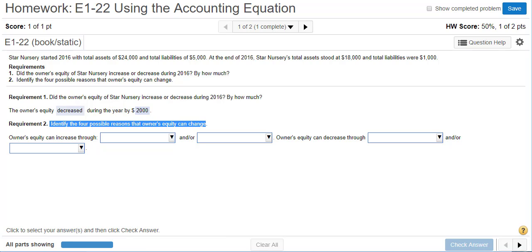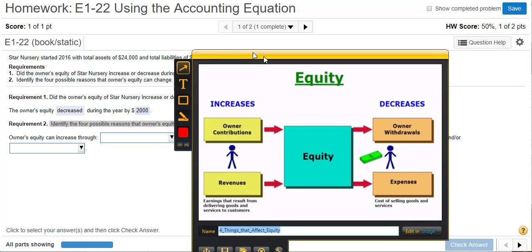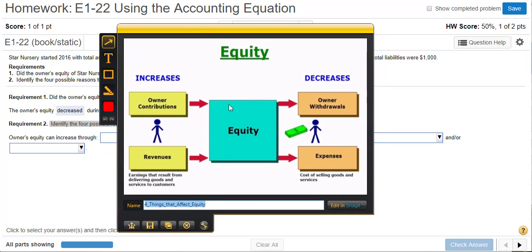Now this is critical too that you understand this. What are the 4 things that make equity go up or go down? Do you remember from our PowerPoint slide from a previous video? So here's equity. There are 2 things that make equity go up. Owner contributions, that's when the owner contributes money to the business, usually just by putting cash in the checking account. Or revenues. Now remember, revenues is whenever the company sells something like a service or a product. Those are the 2 things that increase equity.